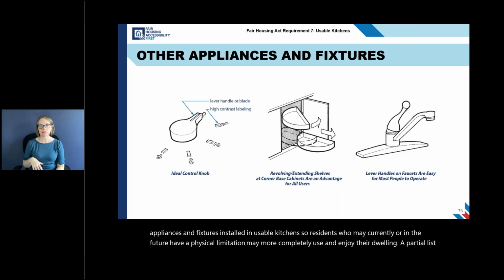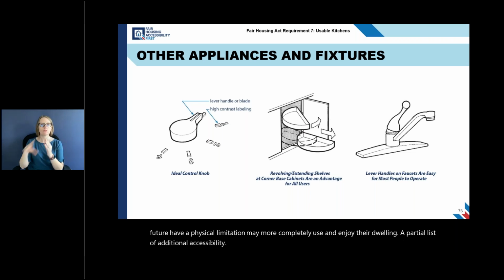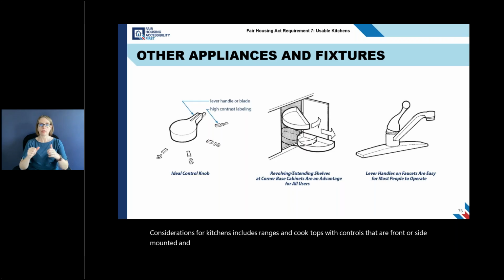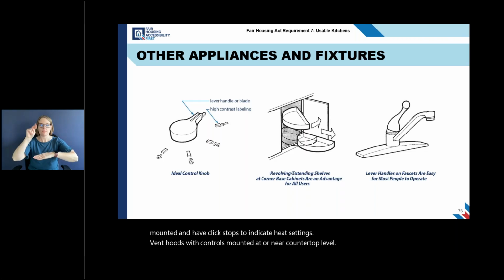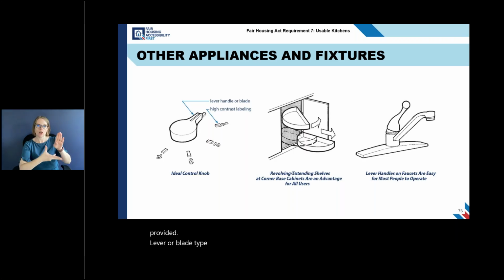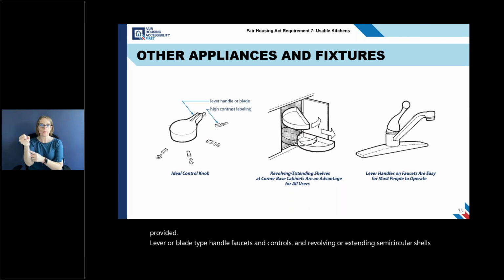A partial list of additional accessibility considerations for kitchens includes ranges and cooktops with controls that are front or side mounted and have click stops to indicate heat settings, vent hoods with controls mounted at or near countertop level, shallow sink basins with rear-mounted drains when removable base cabinets are provided, lever or blade type handle faucets and controls, and revolving or extending semicircular shelves for corner base cabinet storage.